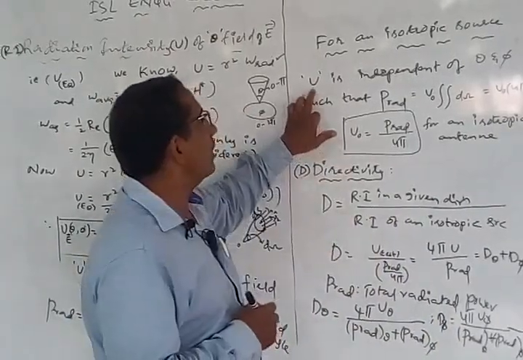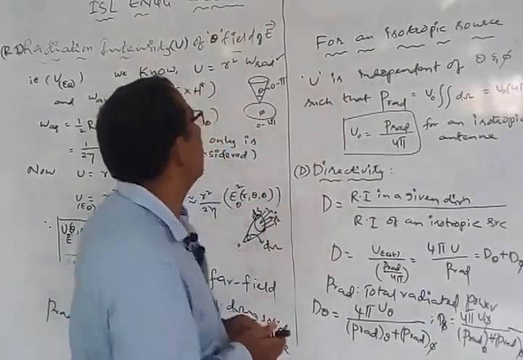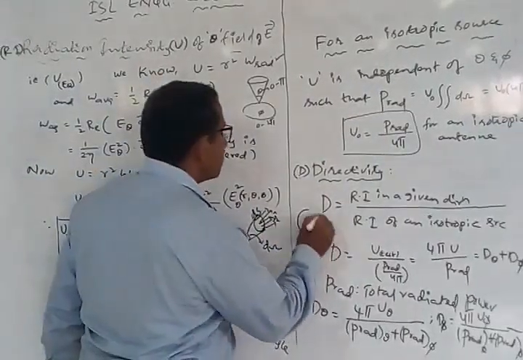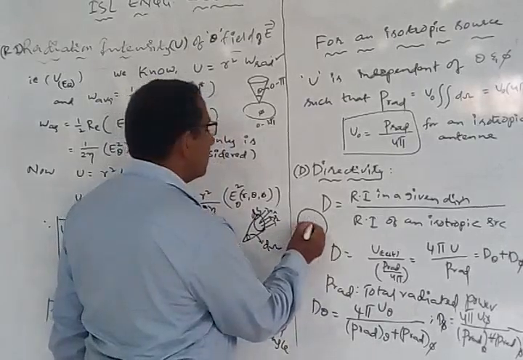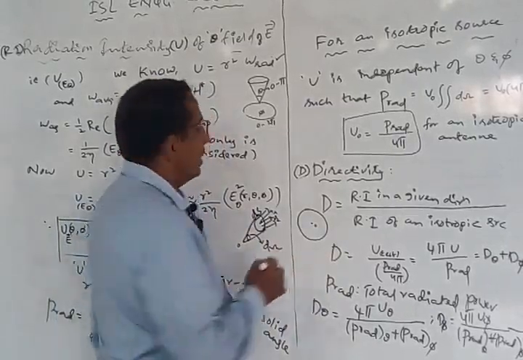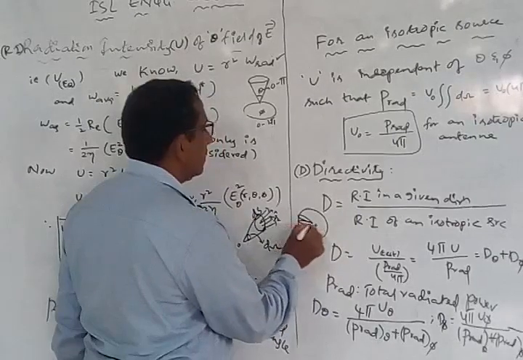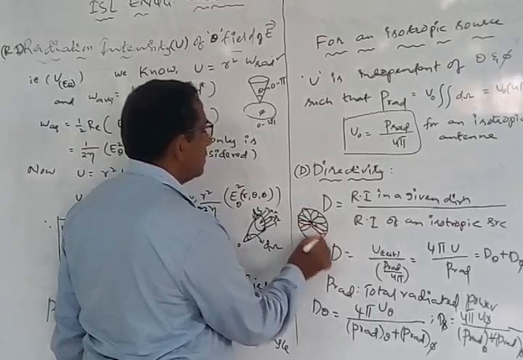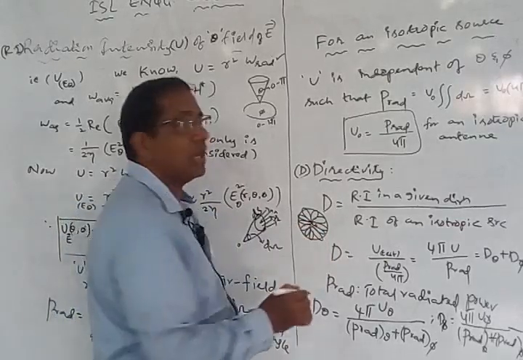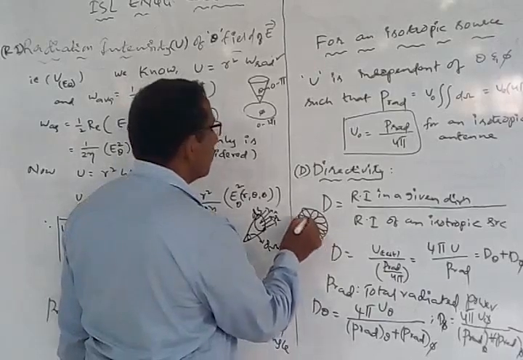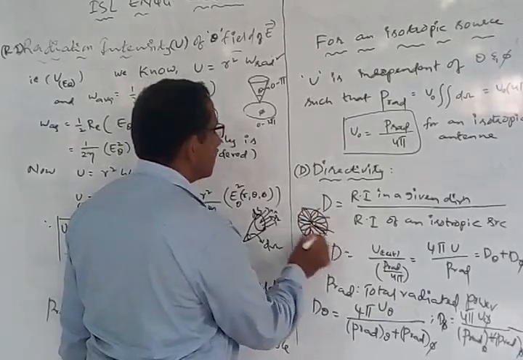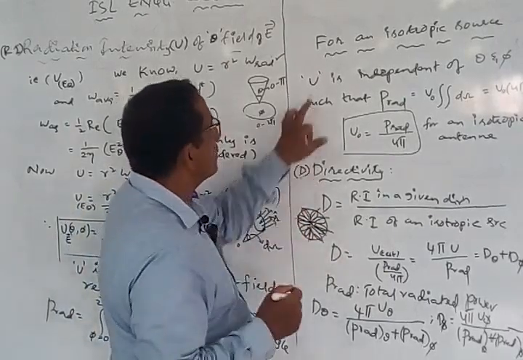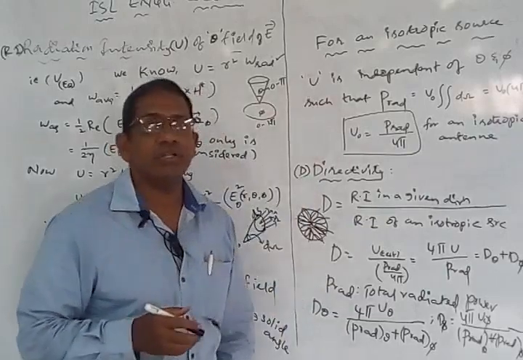In an isotropic antenna, u is independent of theta and phi. Now how is u independent of theta and phi? What is an isotropic antenna? Imagine that it is a sphere. At the center of the sphere you have an antenna. Now this antenna is radiating the signal in all the directions. In all the 360 degrees, the antenna is going to radiate with equal energy. So the radiation is there in all the directions. Therefore the radiation intensity becomes simply independent of theta and phi.